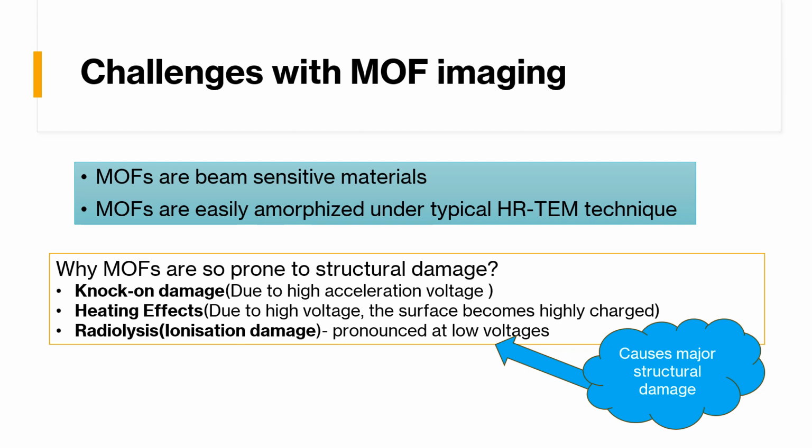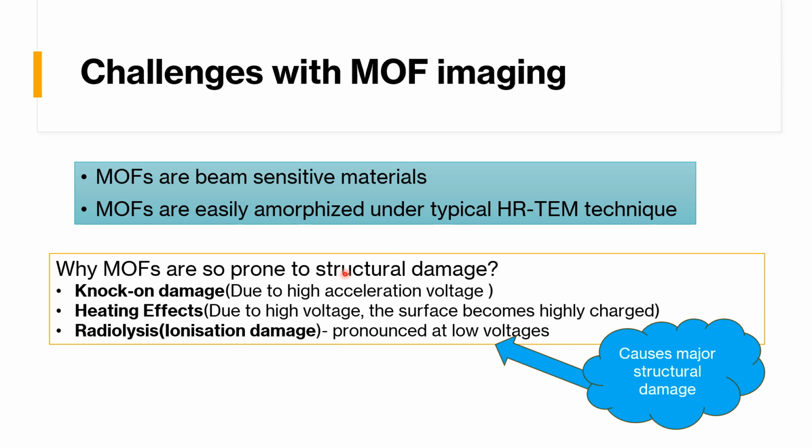As you know, metal organic frameworks are very beam sensitive materials. They are easily amorphized under the typical HRTEM technique. What is the typical HRTEM technique? Actually, the typical HRTEM technique is the normal HRTEM technique. The normal conditions are the set of conditions at which HRTEM is used for general samples, not for metal organic frameworks. That is why MOFs suffer this challenge.